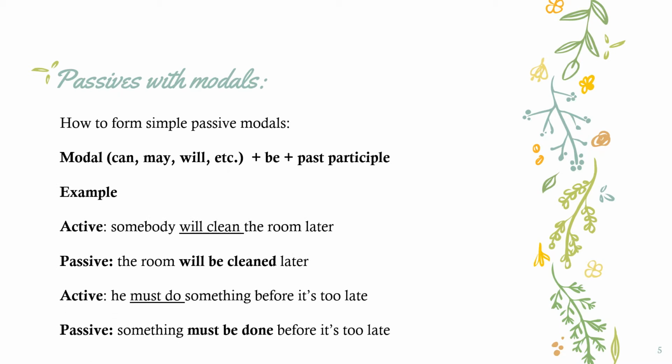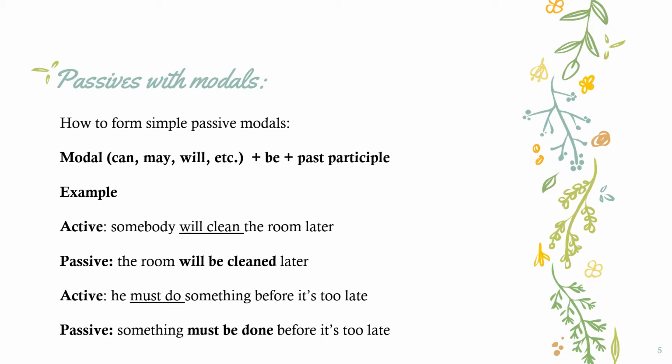Moving on to the first type of passives, which is passives with modals. To form passive modals, we use modal like can, may, will, etc. plus be plus the past participle. Example, somebody will clean the room later. The passive form of this sentence is the room will be cleaned later. Notice that we added be and the past participle form of the verb clean.